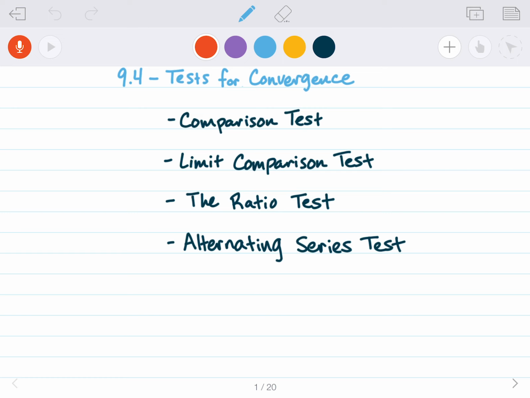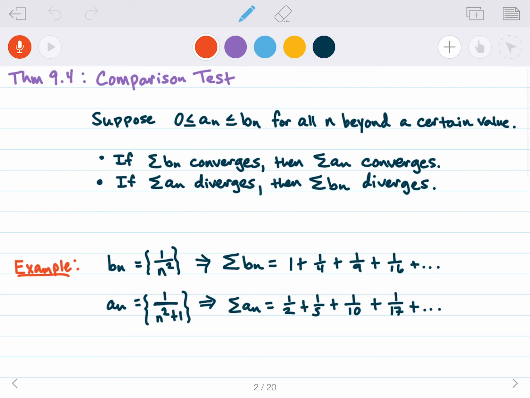So last time we already talked about the integral test, and we also looked at geometric series in the lecture before that, and we were able to determine convergence based on that common ratio. So here we're going to learn some different techniques for figuring out whether or not a series converges or diverges.